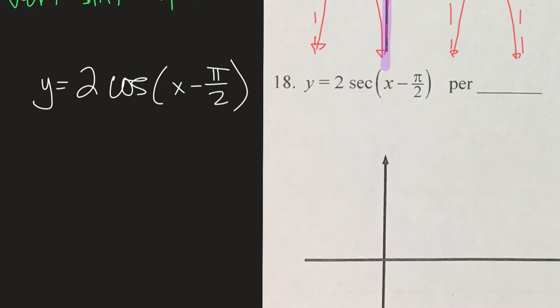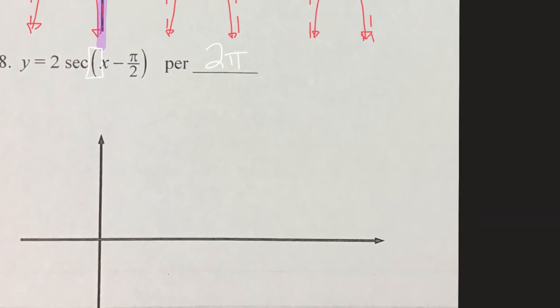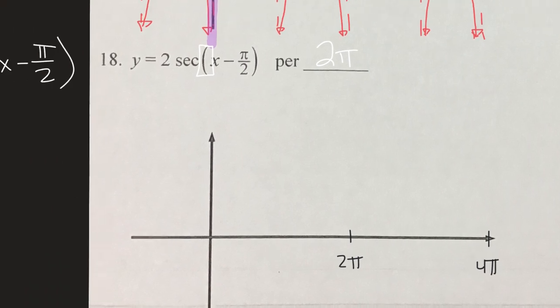Okay? So we know that the period is going to be 2 pi, right? The period is 2 pi. There is no number in front of x except for a 1. So we have a period of 2 pi. We come over and we write 2 pi, and then a second period puts us at 4 pi. 2 pi and 4 pi.